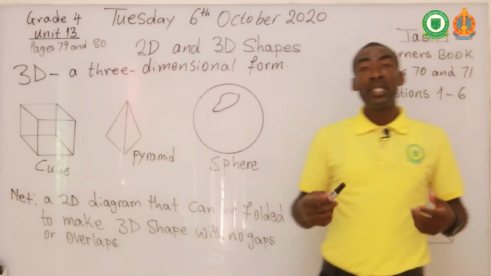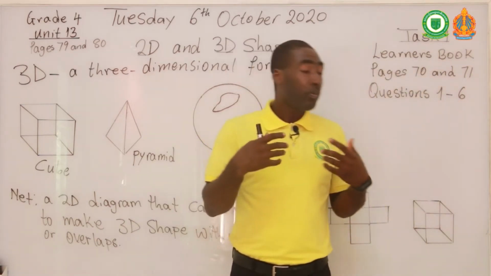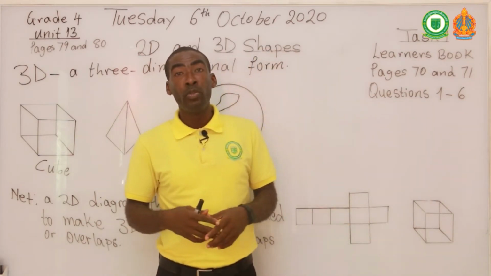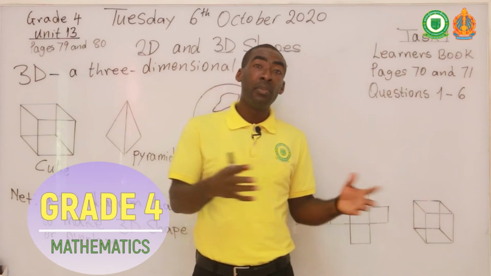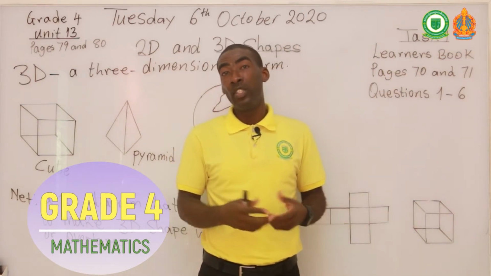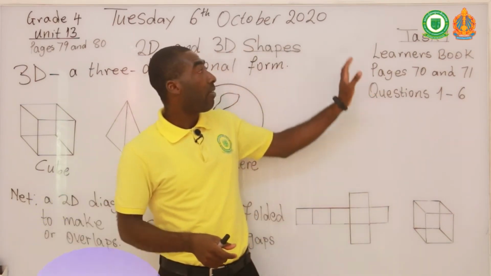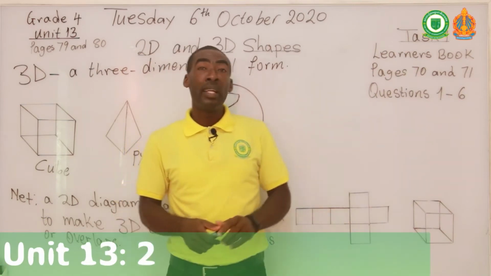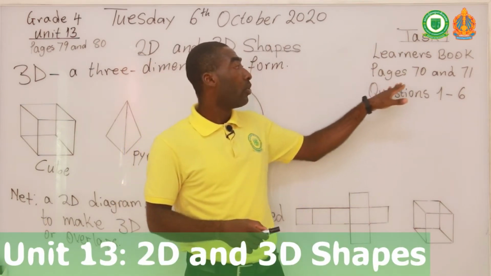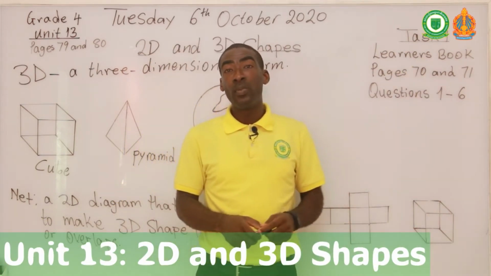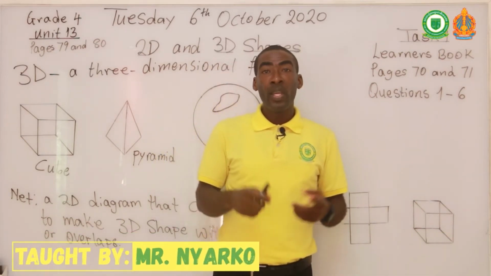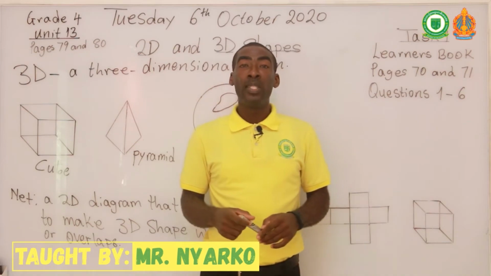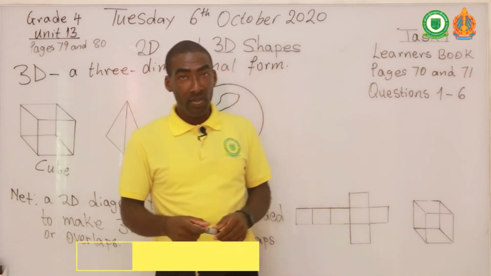Okay, so our exercise is going to give us an opportunity to do more examples on how this net actually works in relation to a 3D shape. Okay, so we'll have our first activity that will be from the learner's book. I want you to open to page 70 and 71. We are doing questions 1 up to 6. Okay, so after this exercise, we'll meet in our second video. See you.